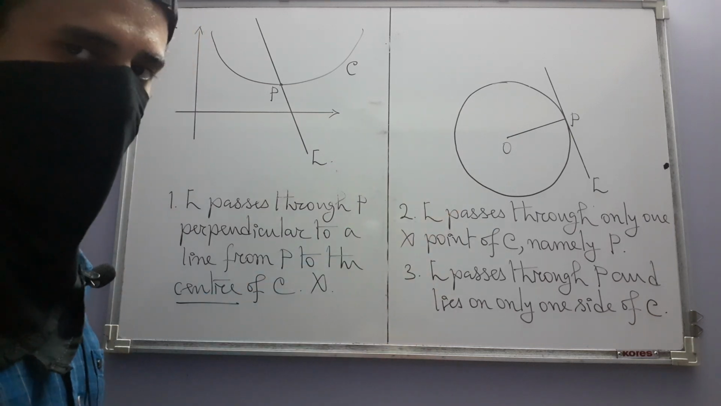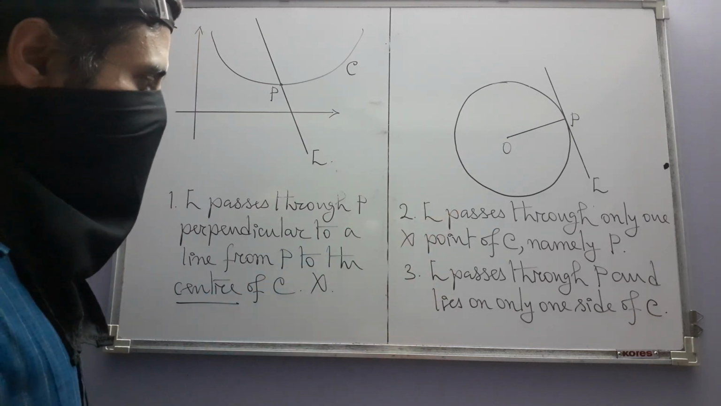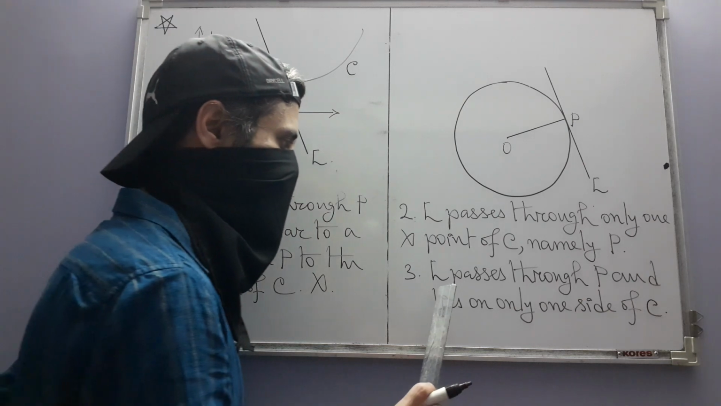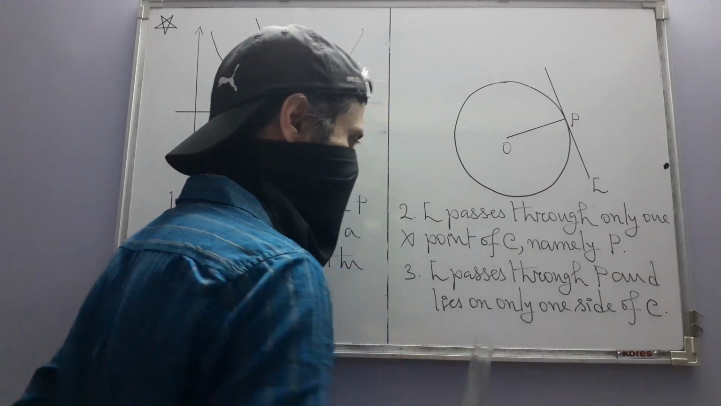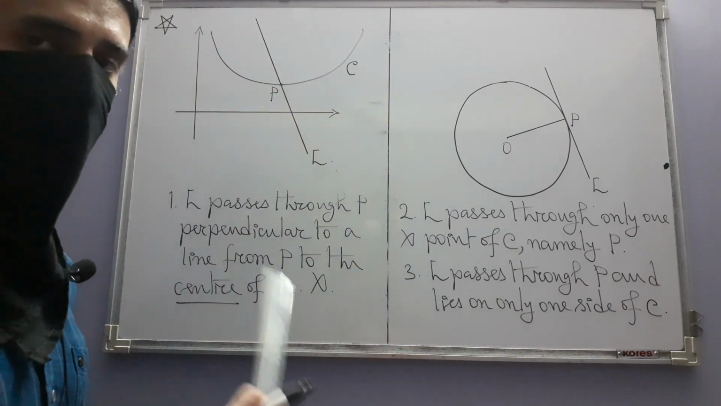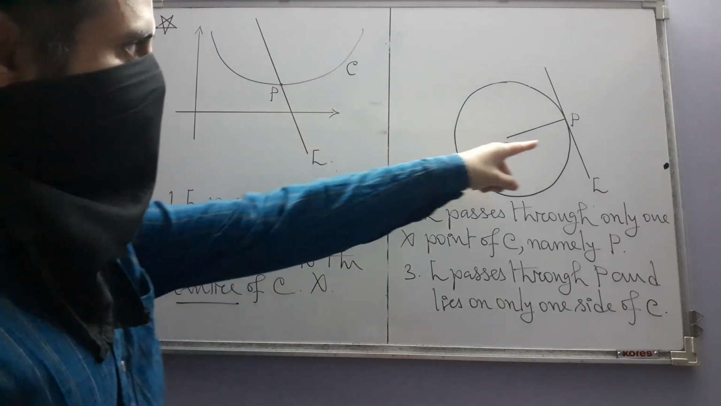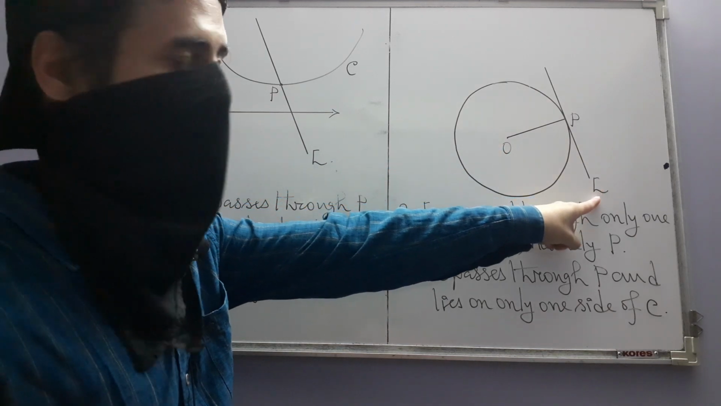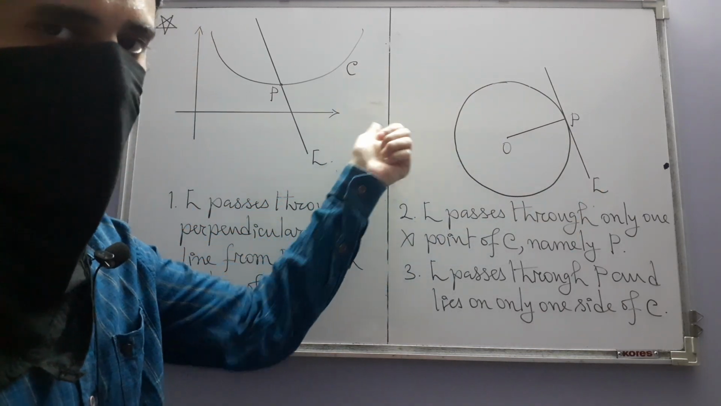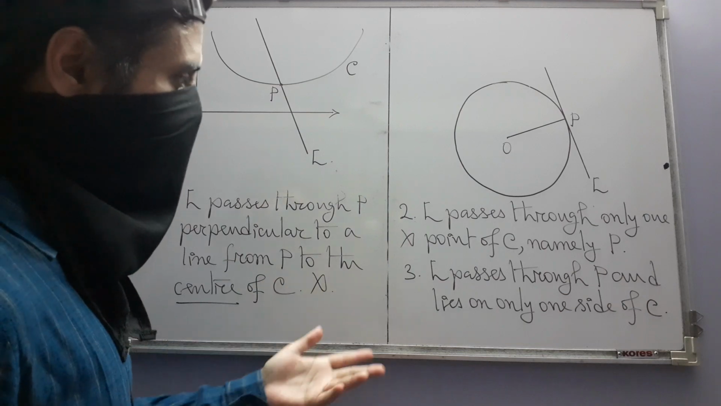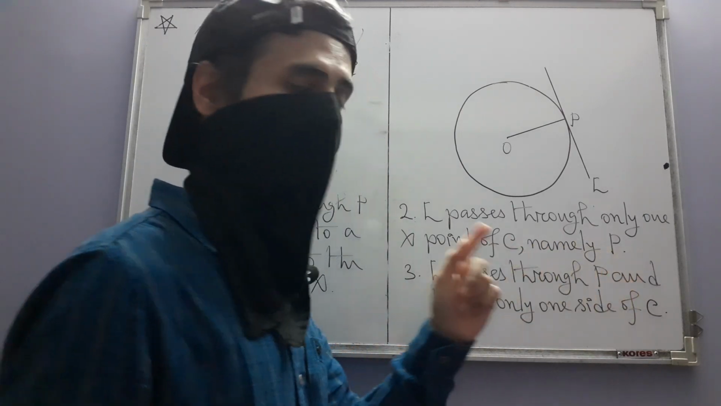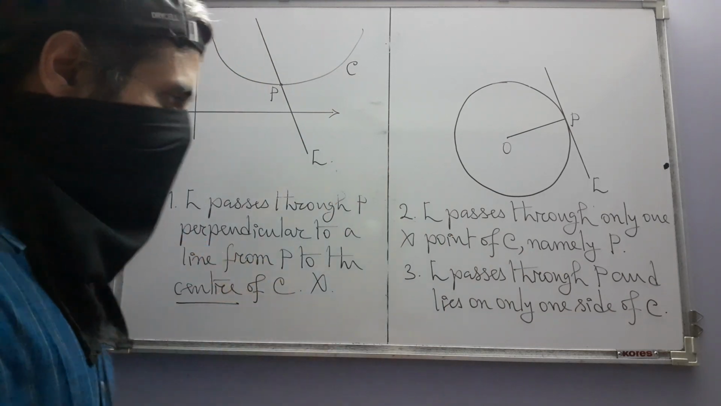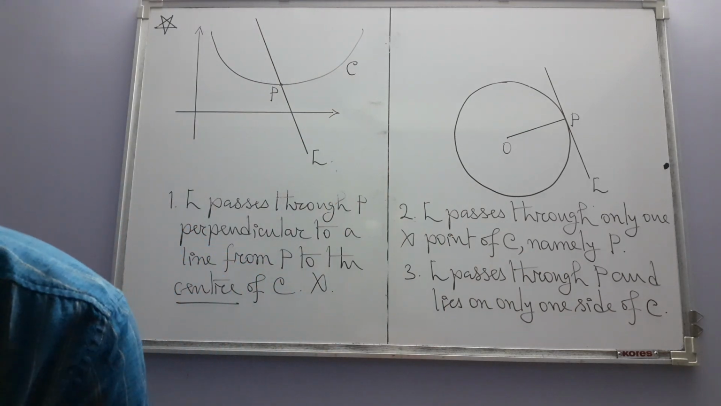So that means this condition also becomes useless when we take the notion of tangency to general curves. There is a third condition though. L passes through P and lies on only one side of C. Oh, but by the way, I forgot. Even if you have this type of behavior for L and the curve is a general curve, still L may fail to pass through only one point of C. Let us see that example also.